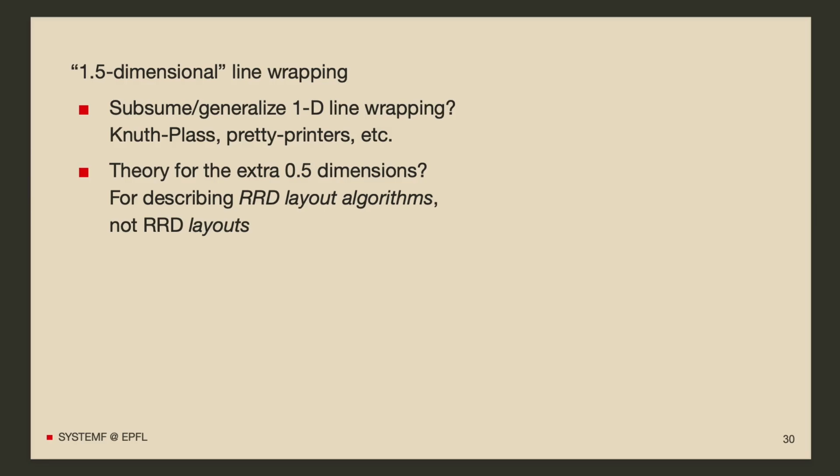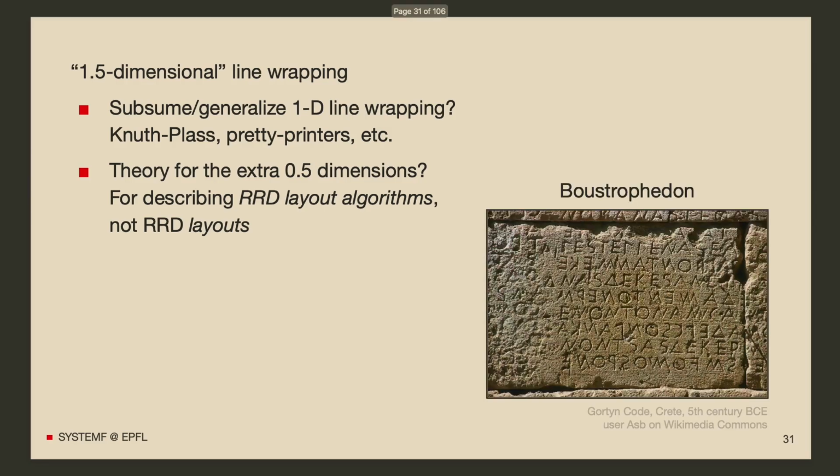And I'll end with a cute little picture of this ancient law inscription from Crete from the 5th century BCE, written in a writing style called boustrophedon, which goes back and forth like this. So this is another style that we could draw our railroad diagrams in.